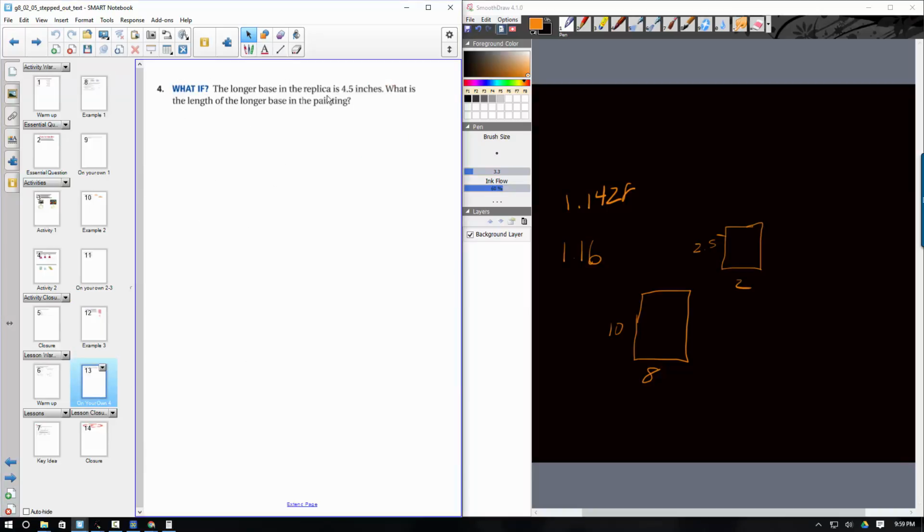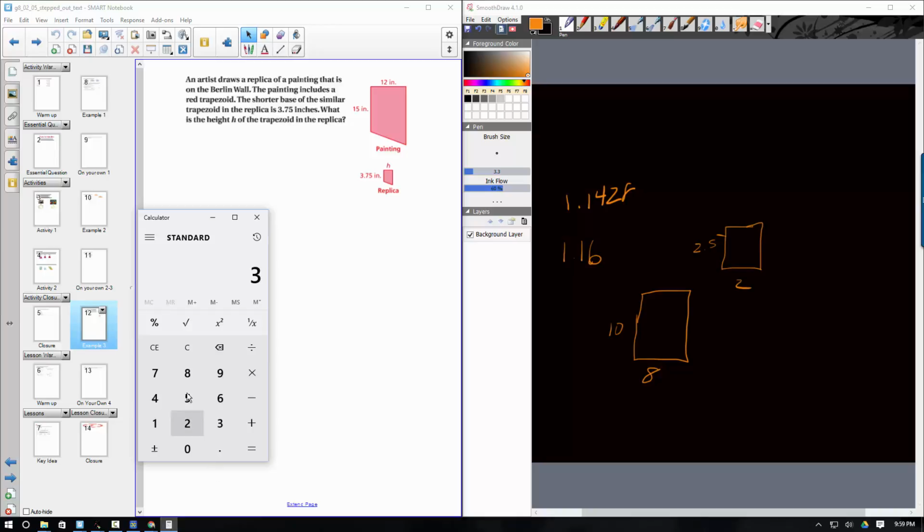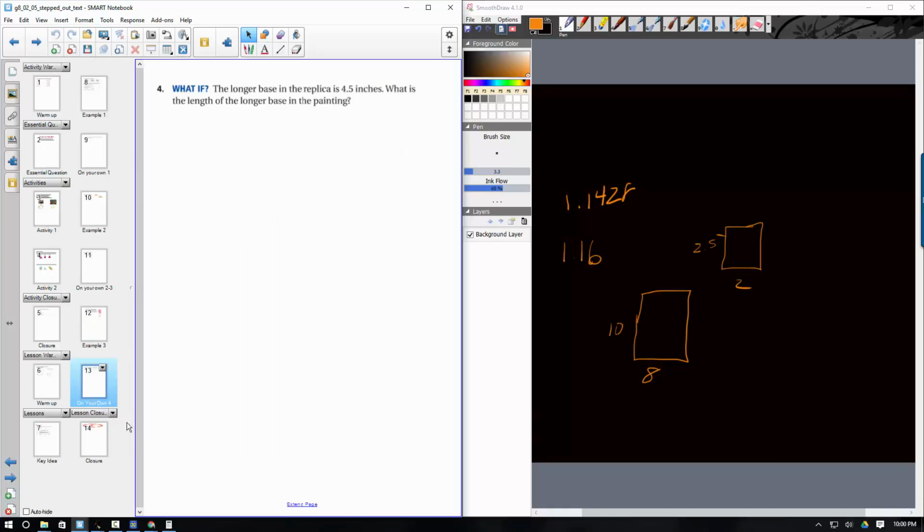It says, what if a longer base replica is 4.5 inches? What would be the length? So we're going to do the same thing, only it's going to be 4.5. I'm sorry, I want to make it smaller. So 4.5 divided by 15, let's try it one more time. I don't know if that's right. So 4.5 divided by 15 equals 0.3, and then times 12. 3.6. That makes more sense. And that is essentially the lesson.